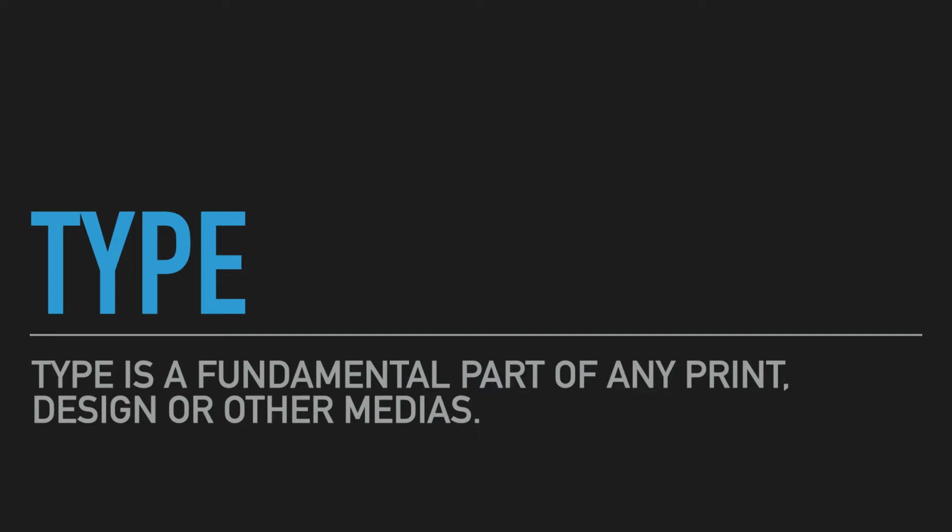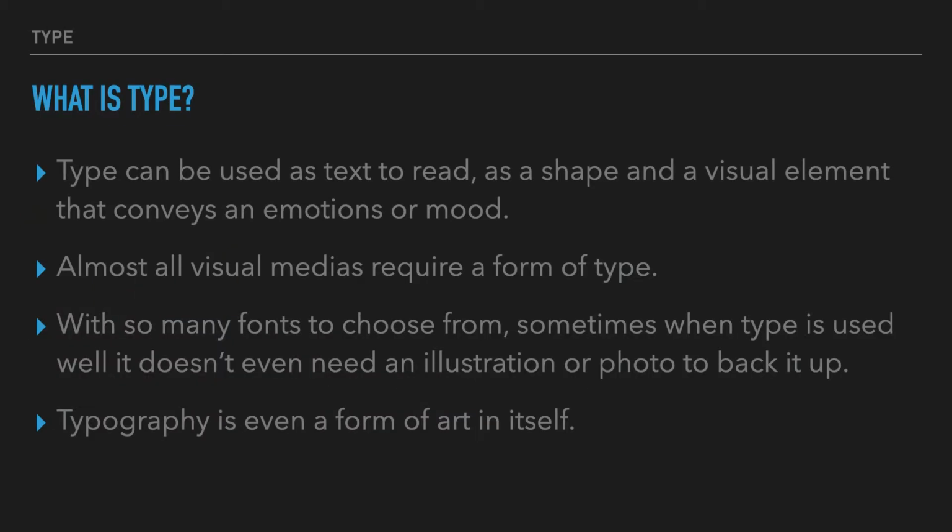Welcome to today's lecture. Today's lecture will be focusing on type. Type is a fundamental part of any print, design, or other medias. What is type? Type can be used as text to read, as a shape, and as a visual element that conveys an emotion or mood. Almost all visual medias require a form of type.